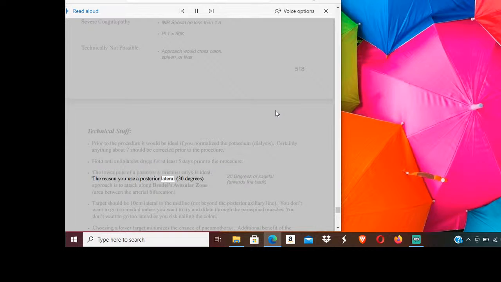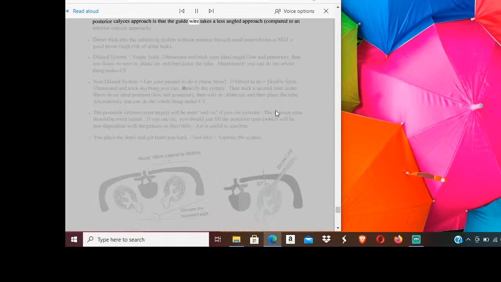The reason you use a posterior lateral, 30 degrees, approach is to attack along Brodel's avascular zone, the area between the arterial bifurcation. 30 degrees off sagittal, towards the back. Target should be lateral to the midline, not beyond the posterior axillary line. You don't want to go too medial unless you want to try and dilate through the paraspinal muscles. You don't want to go too lateral or you risk nailing the colon. Choosing a lower target minimizes the chance of pneumothorax. Additional benefit of the posterior calyces approach is that the guide wire takes a less angled approach compared to an anterior calyces approach.